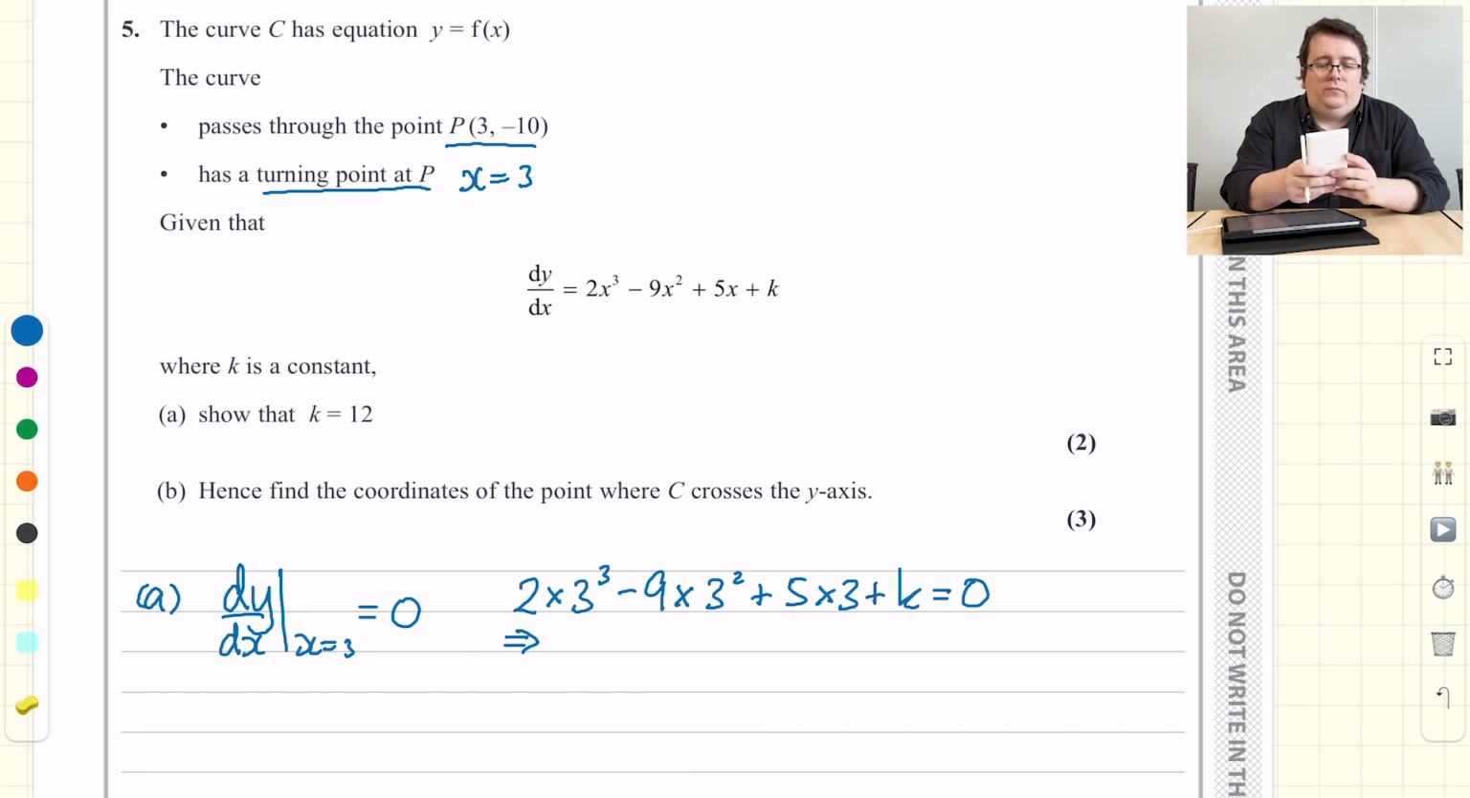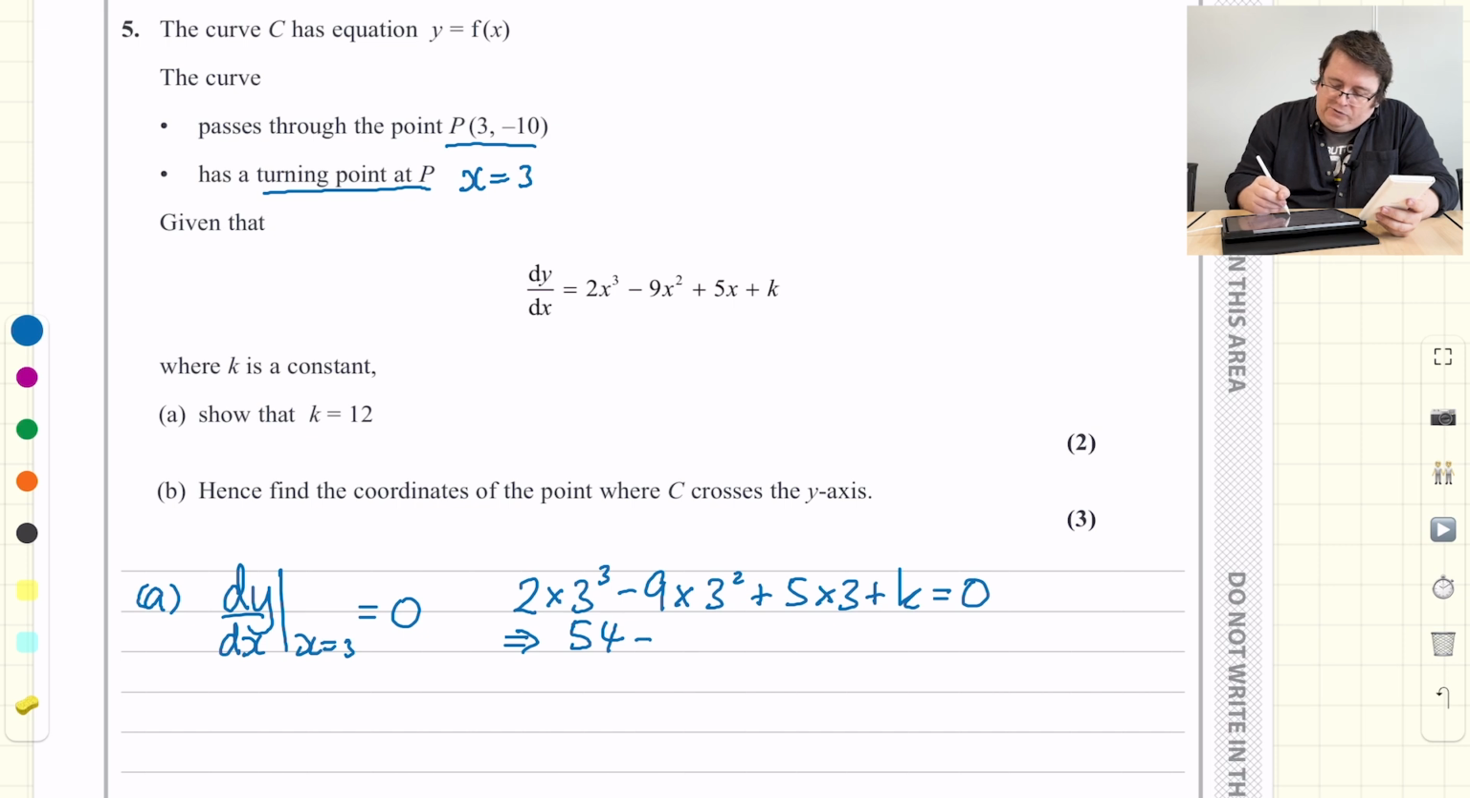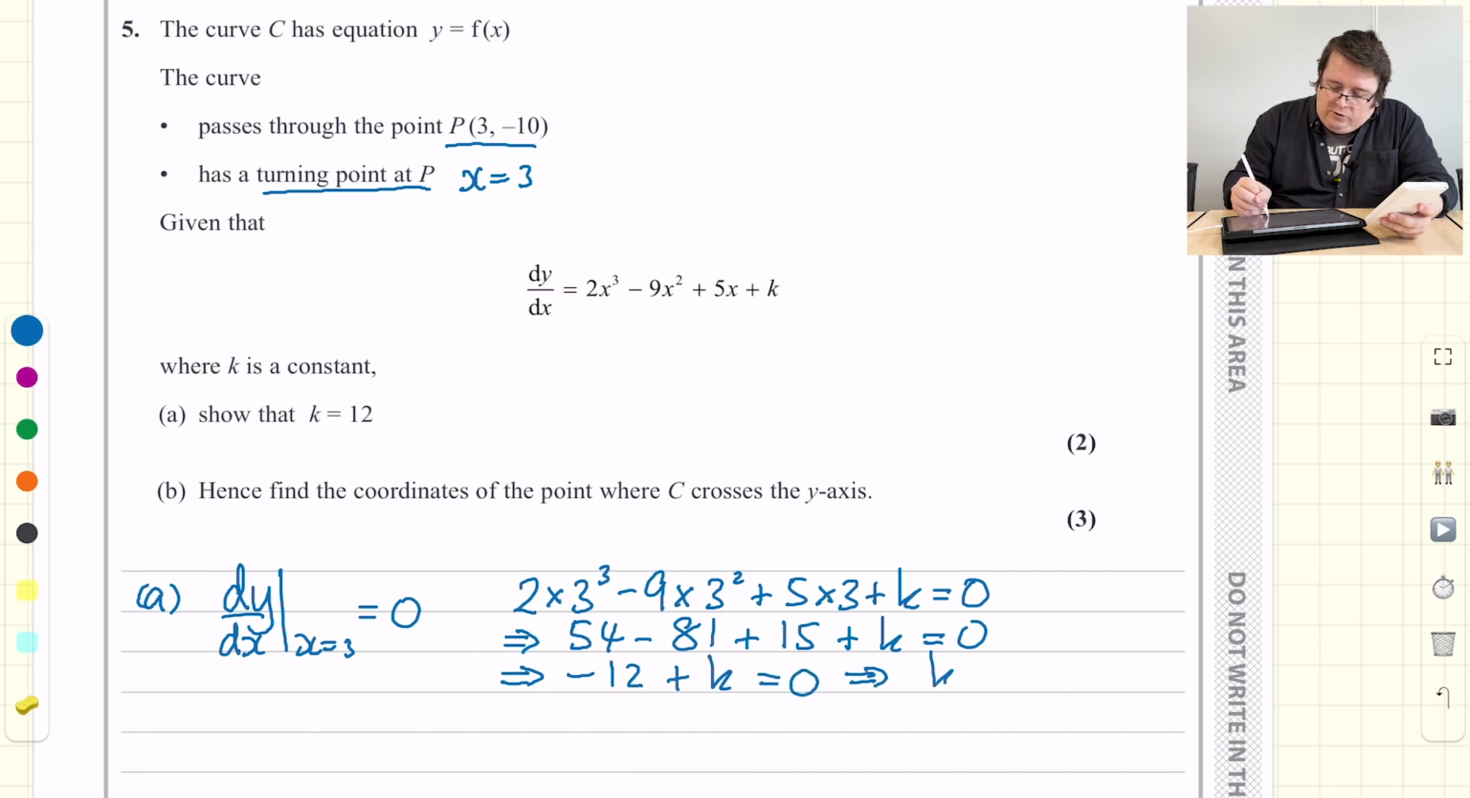So we have two lots of 3 cubed, so that's 54. 9 times 9 is 81, plus 15, plus k equals 0. 54, take away 81, plus 15 is minus 12. So k equals 12 as required.